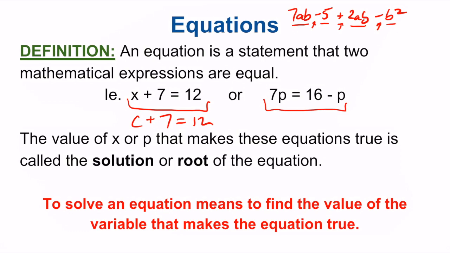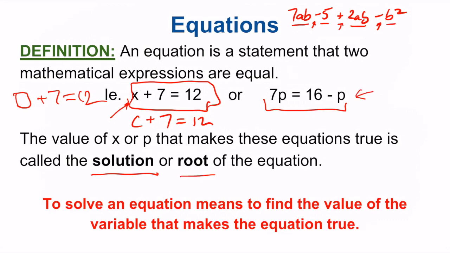So the value of x or p that makes these equations true is called the solution, or the root of the equation. Root is a less common term, but it is one that we'll use in this course. So to solve an equation actually means to find the value of that variable that makes the equation true. To solve this one would mean to find the value of x, or the box, that makes this true. And same as this one, it would be finding the p that makes this true.